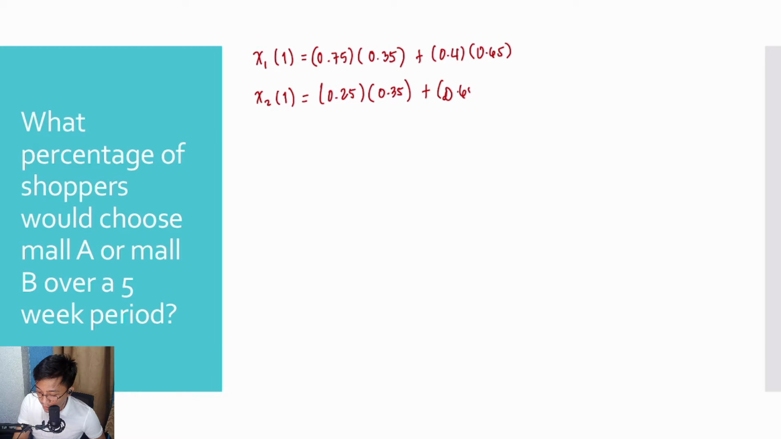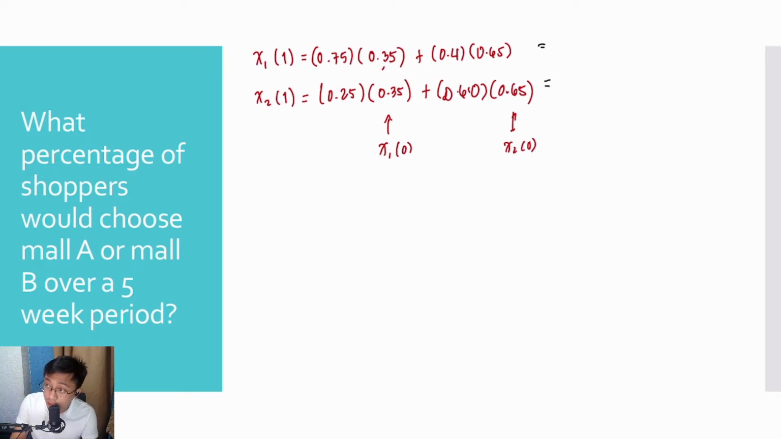No, this is 60% of the shoppers of mall B. Okay. So what do we observe now? We can observe here that this can be written as x sub 1 of 0, and this one as x sub 2 of 0. Okay, so before that, we solve it first.